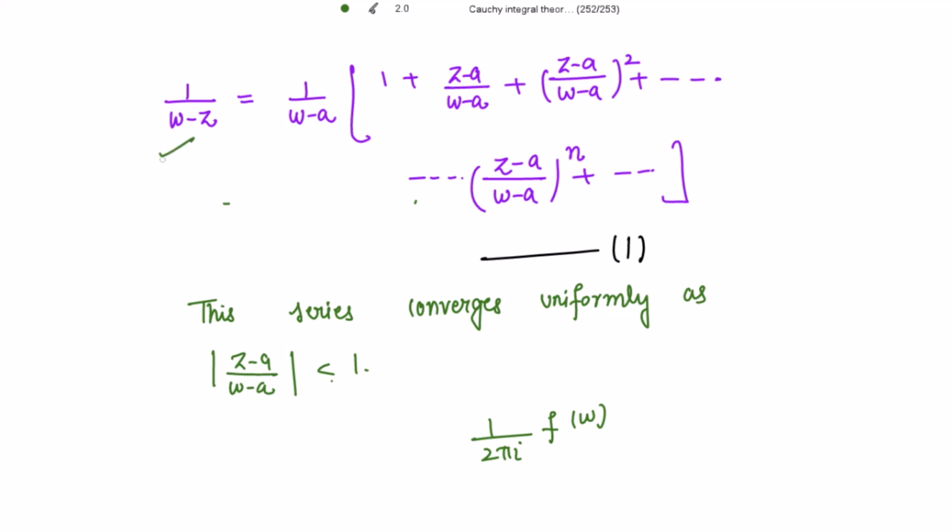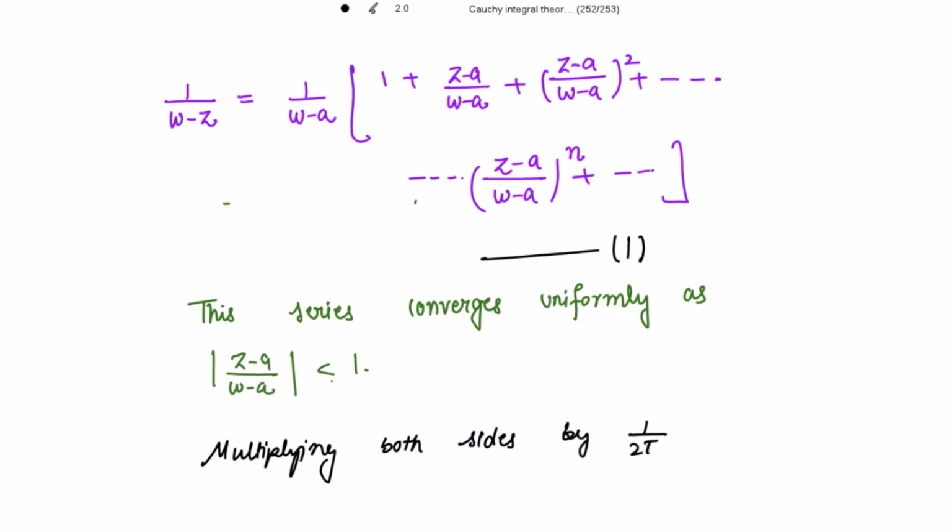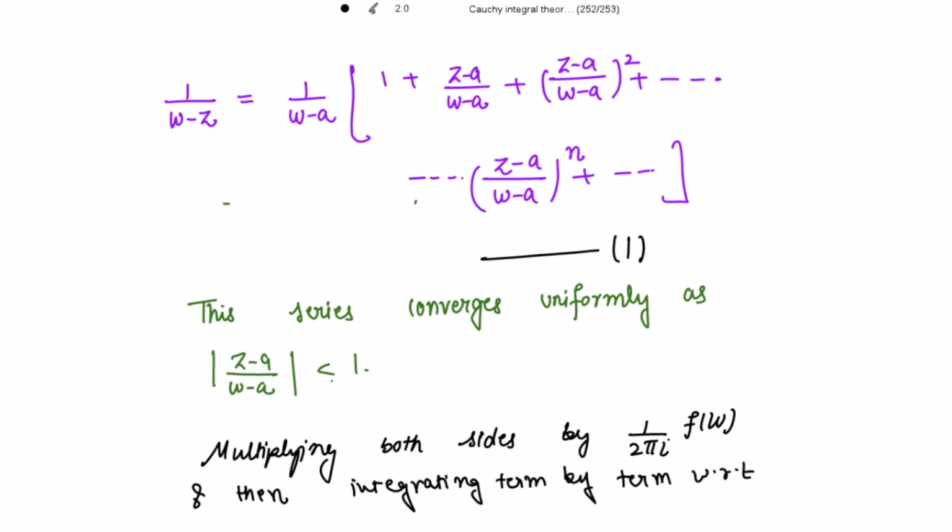Because we need to use Cauchy's integral formula on the left hand side and also on the right hand side. So next step, multiplying both sides by 1 divided by 2 pi iota into f of w, and then integrating term by term with respect to w over the circle C1. I hope it is clear to you what I have written over here.